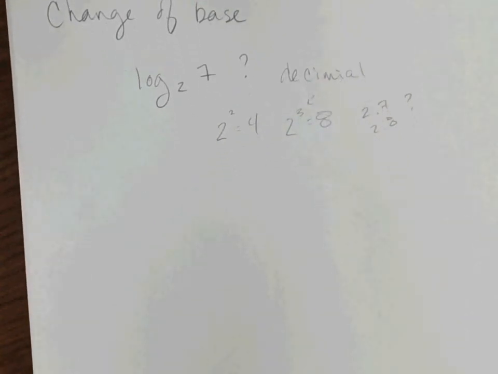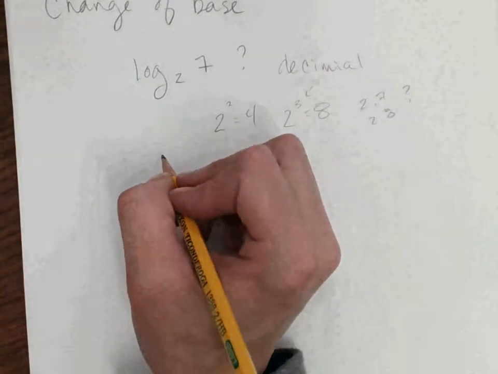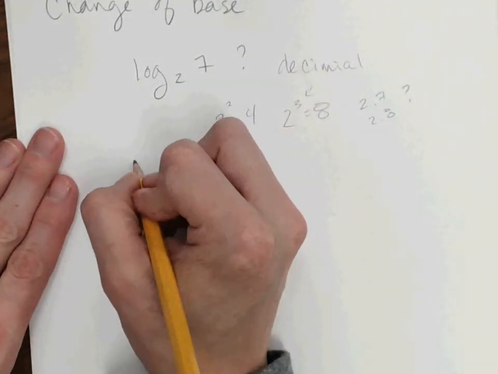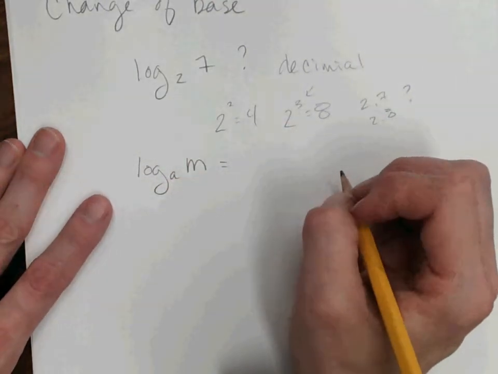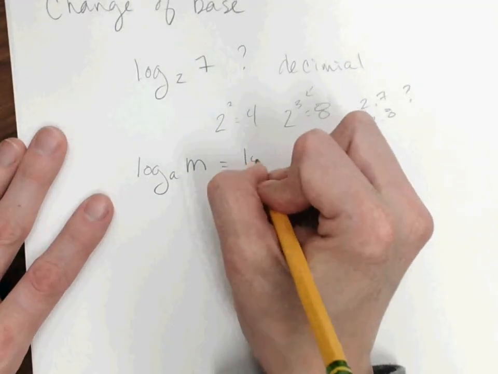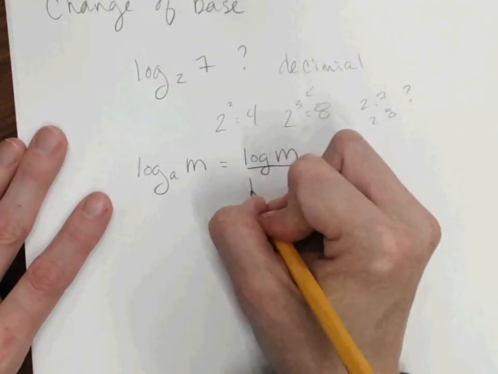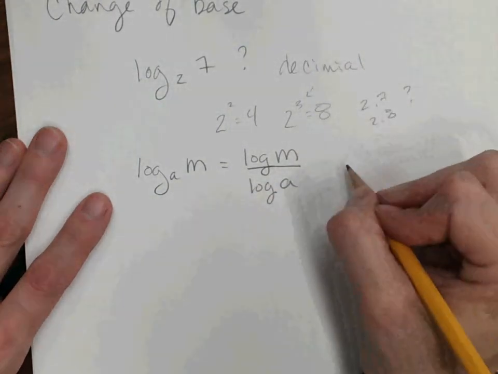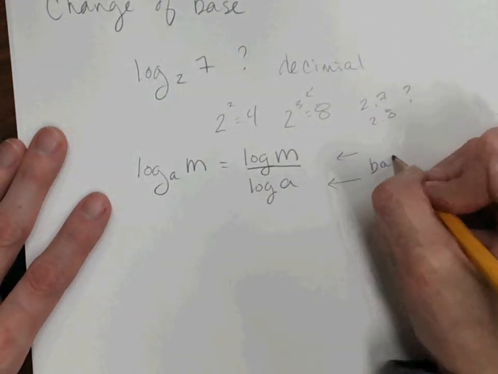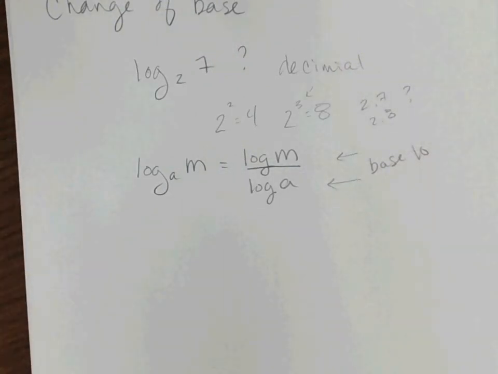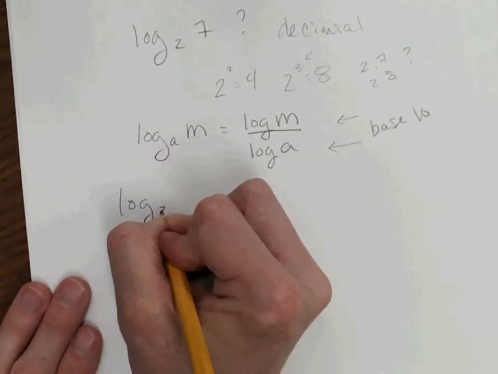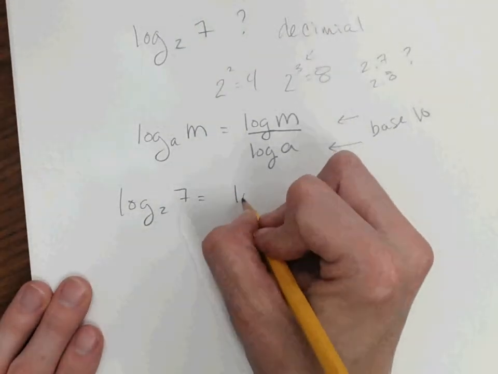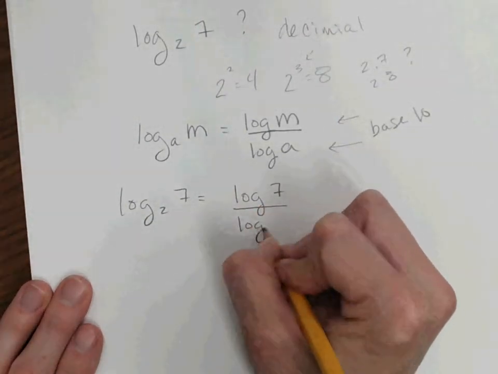But if I want a decimal approximation for calculations, then I need to have a way to do it. So the change of base formula tells us that if I've got log base A of m, that's the same thing as taking log m divided by log A. Notice with these ones, these are both base 10, which is great because I can actually plug that into my calculator. So what I could do with this log base 2 of 7, I'm going to have it be log 7 divided by log 2.